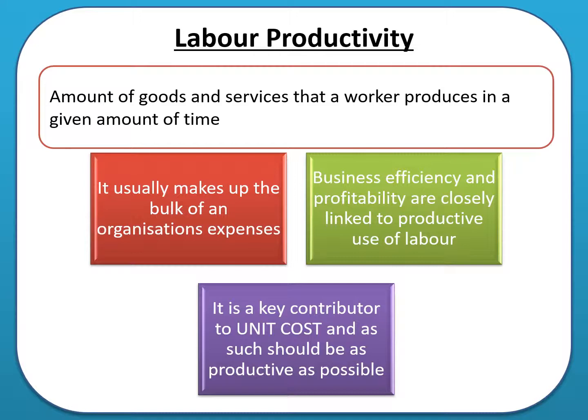So labor productivity is basically looking at the amount of goods and services that a worker produces in a given amount of time. So what we're talking about here is how many cars a worker would be able to produce, or how many computer systems they'd be able to put together if you're working in that industry. Now it's important to know because labor actually makes up a bulk of an organization's expenses. It tends to be quite high, it can be variable, but it is one of the areas that is easy to have a little bit of control over if you need to.